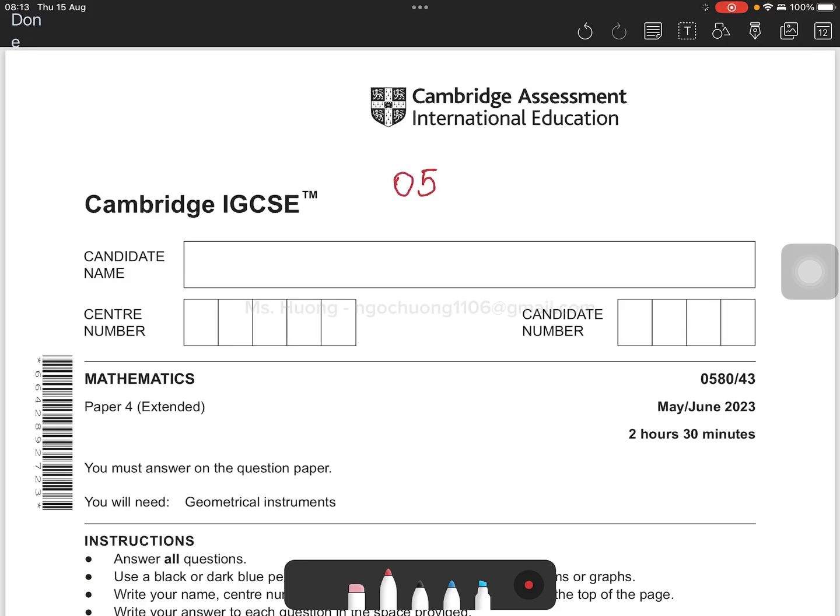Hi everyone, today I'll solve the questions in the past paper IGCSE Mathematics 0580 in May-June 2023, and this is question paper 43.